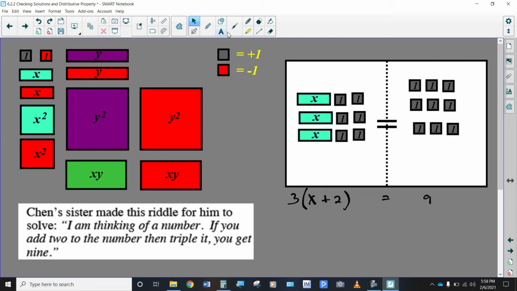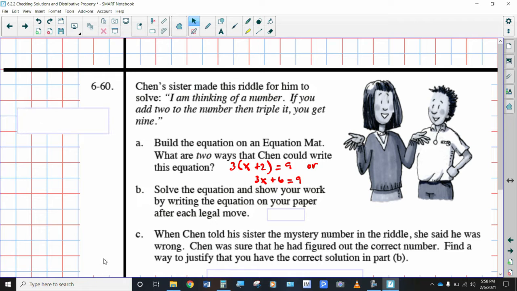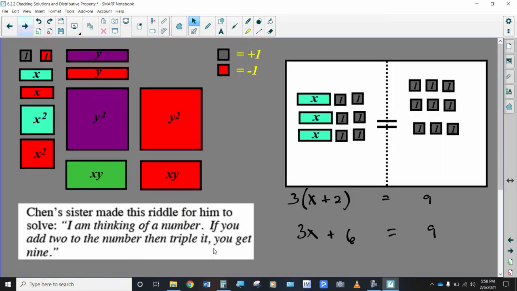Now, after distributing, this is what it ends up looking like. 3 groups of x plus 2 ends up giving you 3 x's plus 3 2's, which is 6, and that would equal 9. So I believe that when they say, what are 2 ways that you could write this equation, those are the 2 ways. One with the parentheses and one after using distributive property. So now solve the equation.